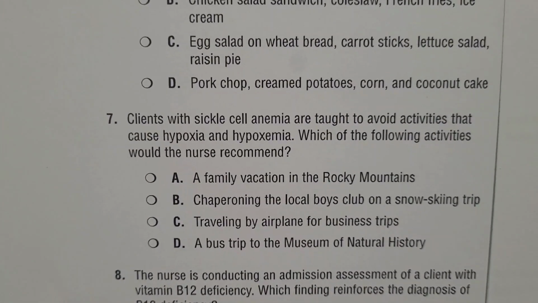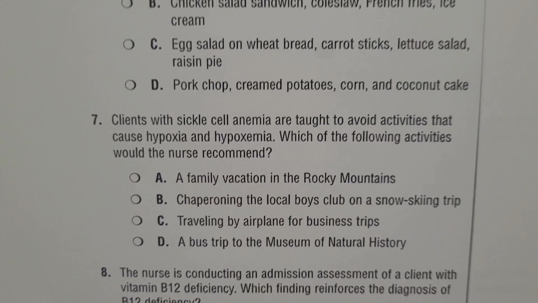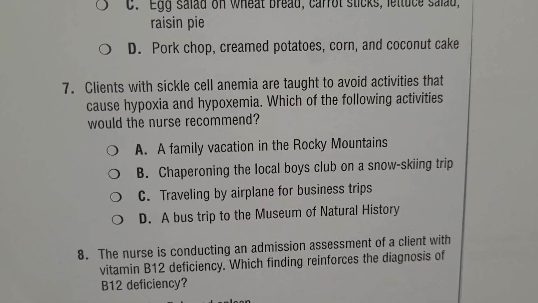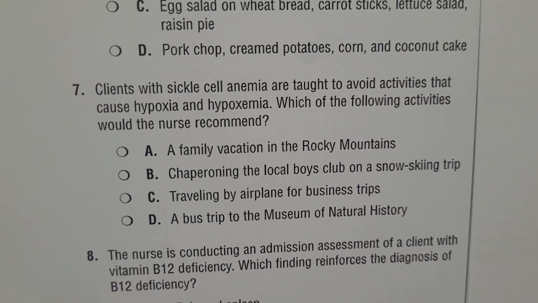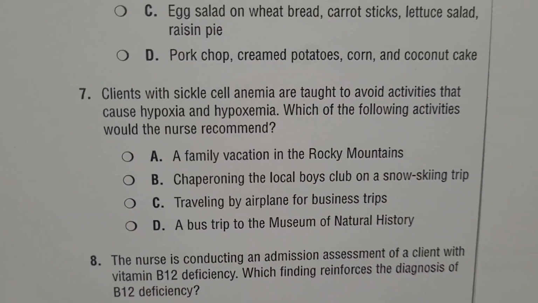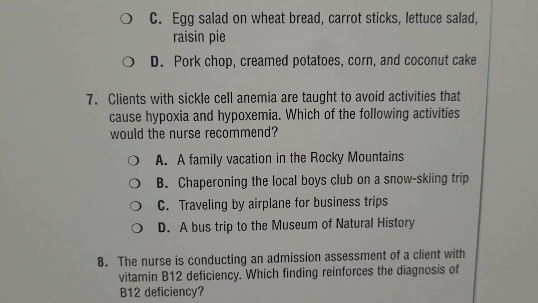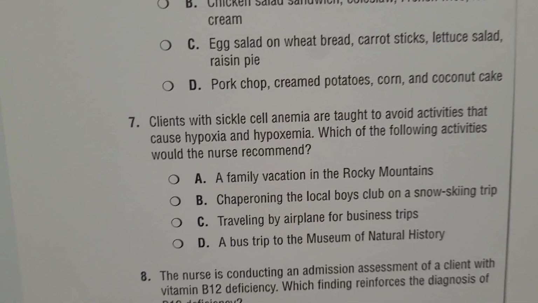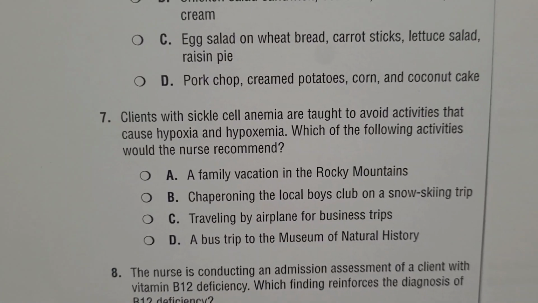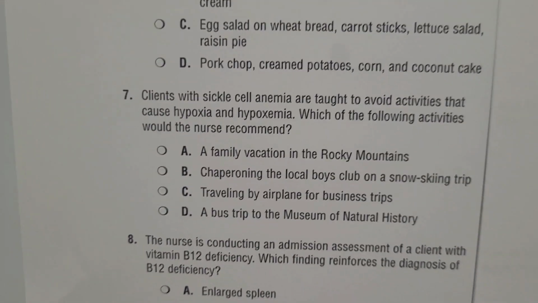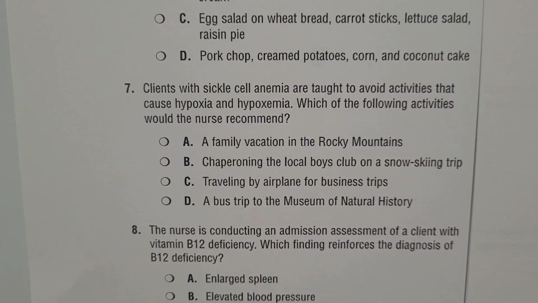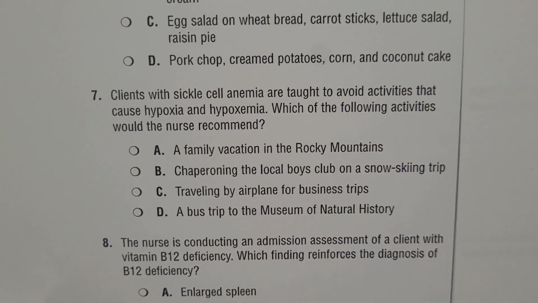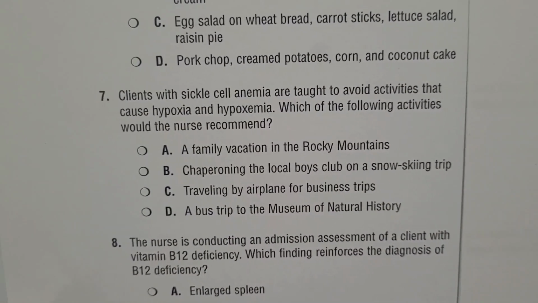If we are taking a trip, which activities do we have to avoid so the patient doesn't have hypoxemia and hypoxia? Which activities do we have to inform the patient to avoid? Number A, a family vacation in the Rocky Mountains, is really high altitude. This is not good for the patient because the patient can have hypoxia and hypoxemia.